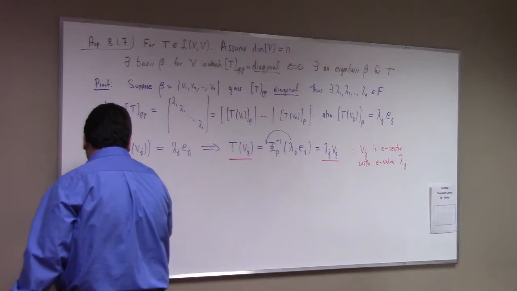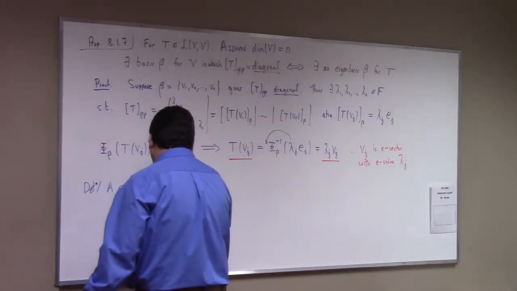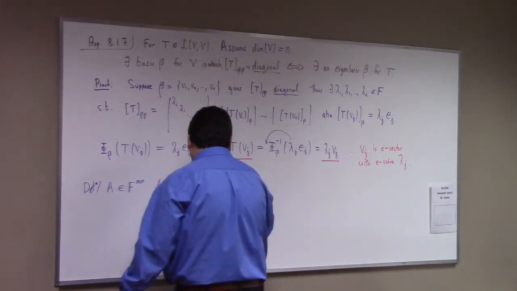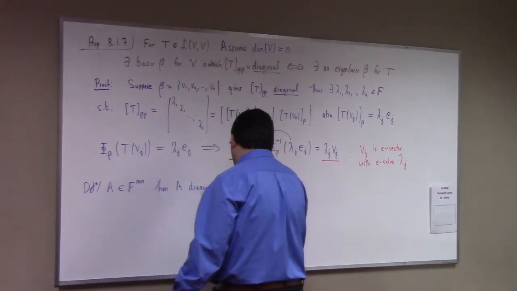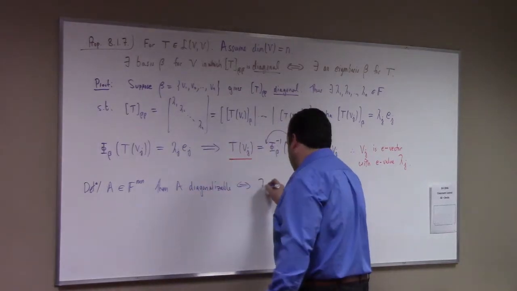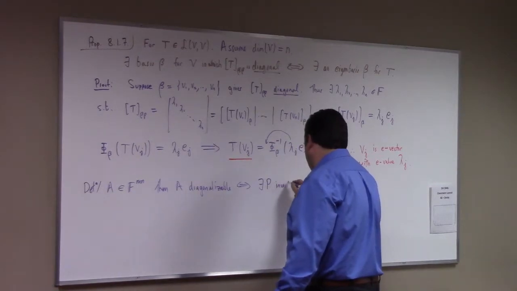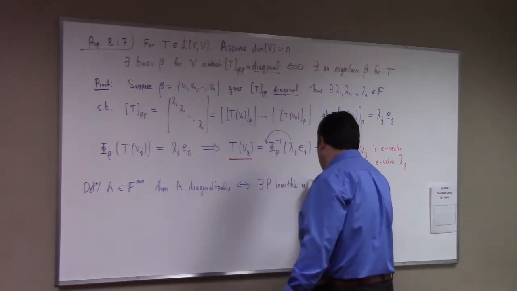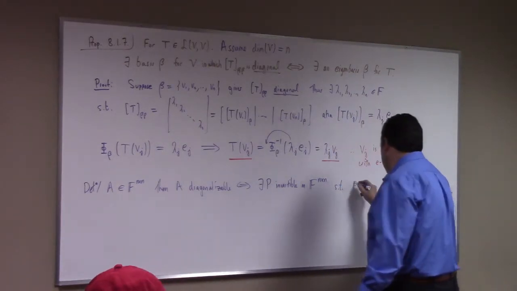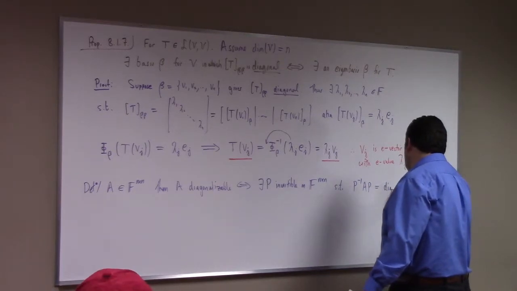Definition: if we have A in F^(n by n), then A diagonalizable means what? What that means is that there exists P invertible in n by n matrices such that P inverse AP is a diagonal matrix.